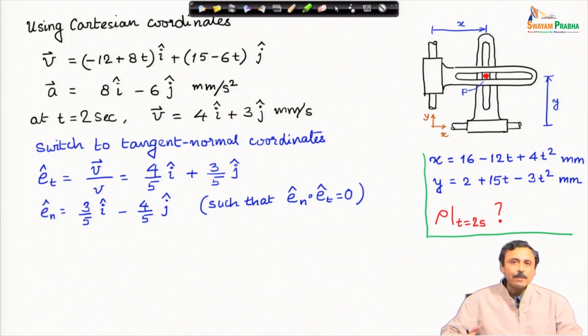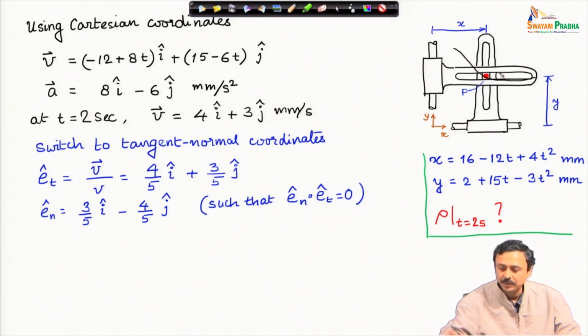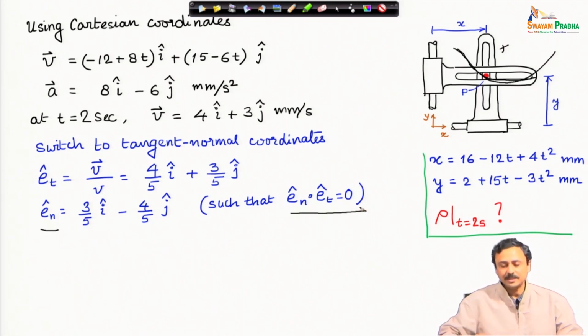Then I find out e_n cap as a vector which is normal to e_t cap. Now, I really do not know in which direction the center of curvature of the path lies. So, for example, the path could be this, could be the path. So, in that case the center of curvature lies here, but right now I do not know. I will just assume in a certain direction my e_n vector. The only thing that it must satisfy is e_n dot e_t must be 0, and you can see that it does.